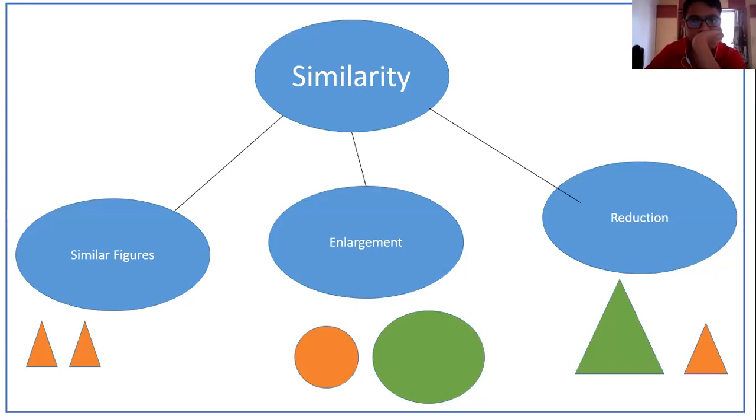Understood? Yes, ma'am. So when you are representing something, enlarging something, that's known as enlargement. Reduction is reducing the size. So these are the two different kinds of similarities. If they remain the same, then we call them just similar figures. Okay?